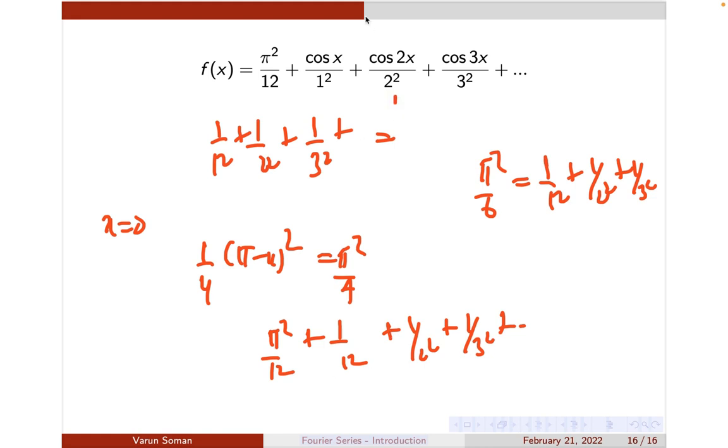So just substitute x equal to 0 in this expression. And remember one thing, don't forget that your function f of x is actually equal to 1 by 4 into (pi minus x) the whole square in the interval 0 to 2 pi. So when you substitute x equal to 0, x equal to 0 is actually an endpoint.